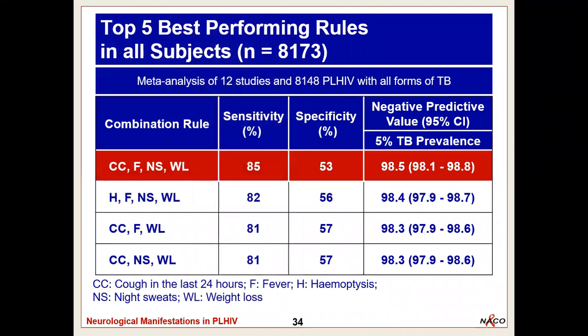You see in the slide, it clearly tells you the combination rules. So the symptoms, the syndromes that you have with cough, fever, night sweats, or weight loss. Whenever the patient presents with these symptoms, we know the sensitivity is high, specificity is low, but the negative predictive value is quite high, 98.5. What does it mean? It means that if any patient is not having these symptoms, the patient is unlikely to have TB. So that's what the negative predictive value is. So definitely the symptoms would help.